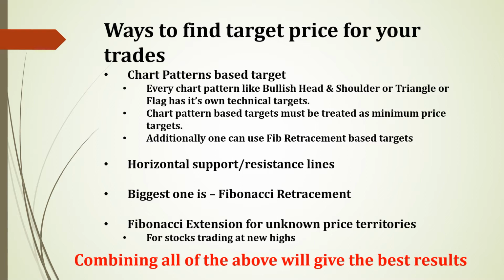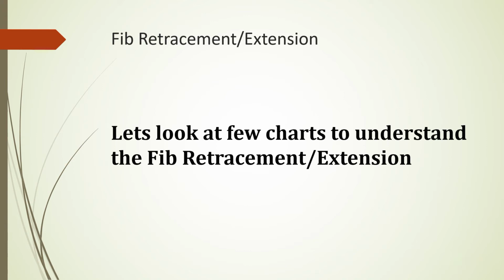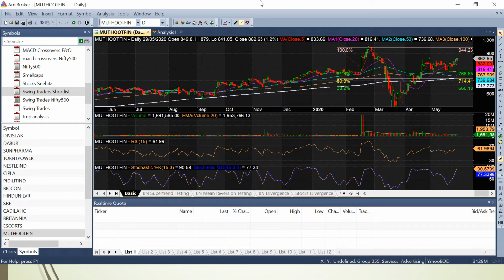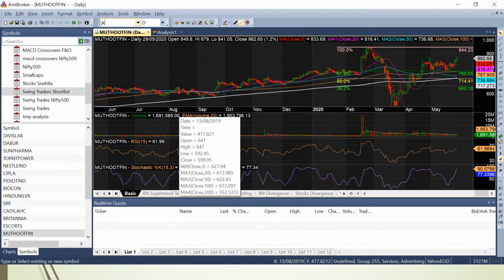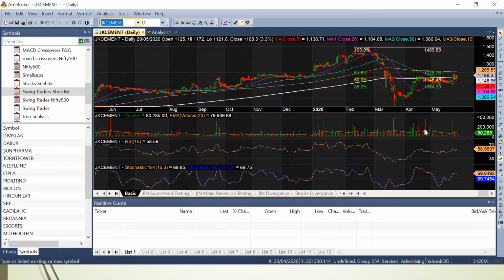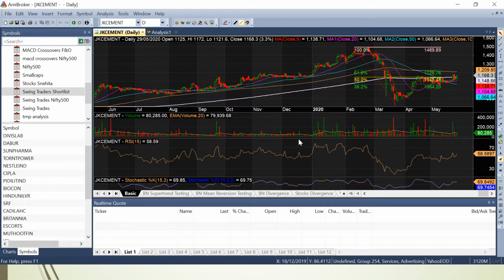Okay, all right, so let's take a few examples. Now let's go to our charting tool. By now all of you know, we use ME Broker as our charting tool. Let's go to our charting tool and start looking at a few examples, and I'll show you how you can draw the Fibonacci retracement and how you can use it. Okay, so I have an example of JK Cement. This is JK Cement, and for now let me make the chart a little bigger.